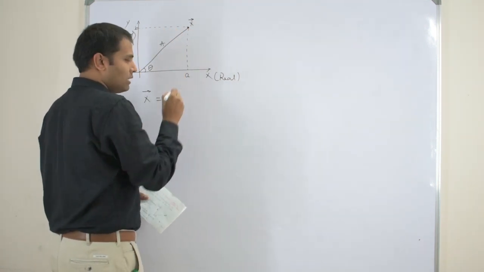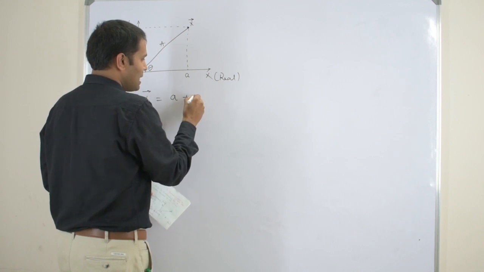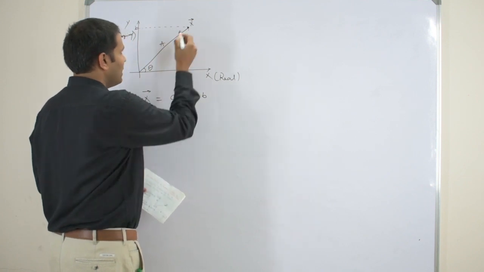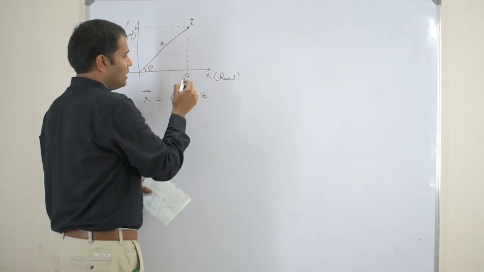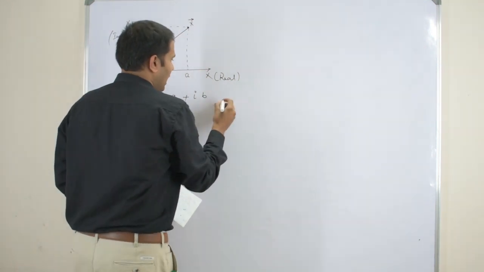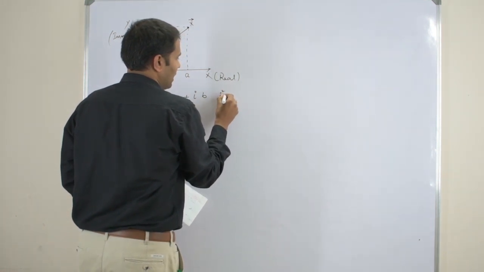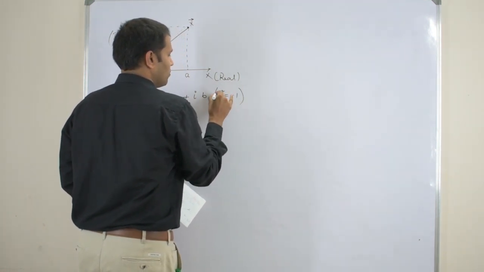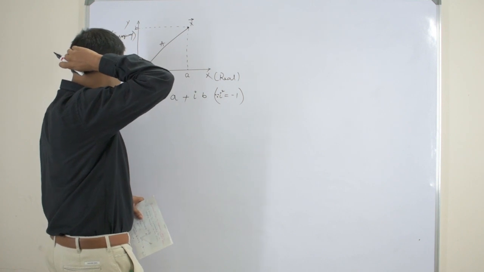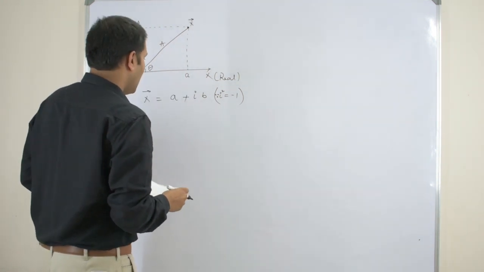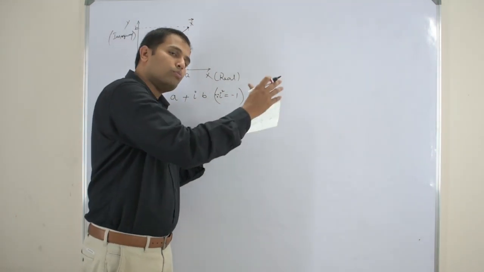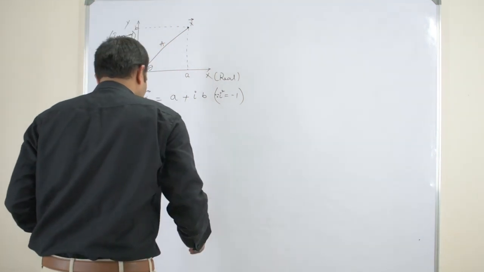The complex form is nothing but the real part plus i times the imaginary part, where x bar is your vector, a is your real part and b is your imaginary part. And here i square equals minus 1, which you know very well, right? Now I need to simplify this and develop a simple harmonic motion equation. So how can I do that?